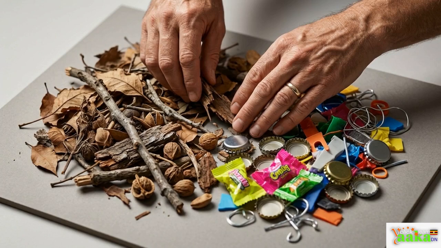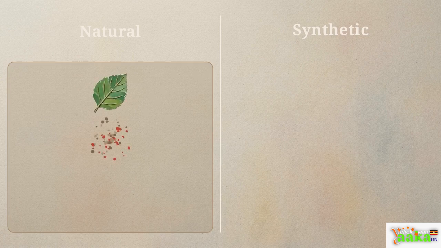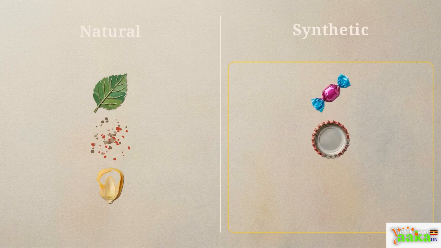Before we can begin our fish, we gather and sort our materials. We divide everything we collect into two distinct categories based on where they come from. This chart shows how we organize our findings. On the left side, we have natural materials. These are items found directly in nature, like dried leaves, rough sand, or maize seeds. They provide earthy colors and feel organic and brittle to the touch. On the right side, we have synthetic or man-made materials. These are items created by humans, often discarded as waste. Think of bright plastic sweet wrappers, smooth bottle caps, and colorful fabrics.